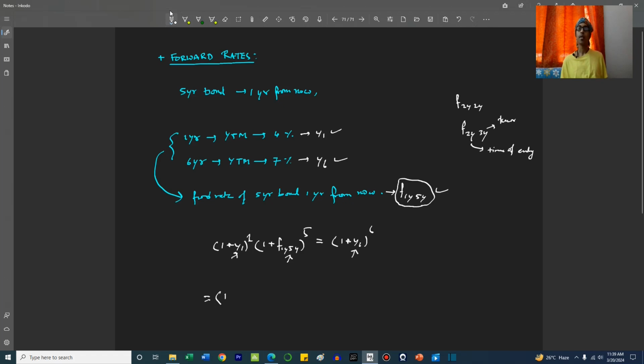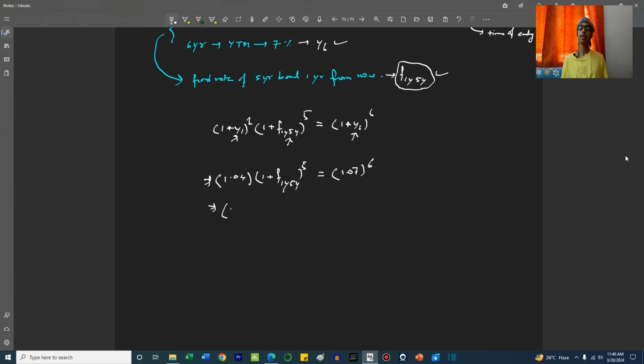So this comes to be, Y1 is 4%, right? 1.04 to the power 1, which is 1.04, multiplied by (1 plus F1Y5Y) to the power 5, this is equal to 1.07 to the power 6. This implies (1 plus F1Y5Y) to the power 5 is equal to 1.4430. So from here we can easily deduce what is F1Y5Y.